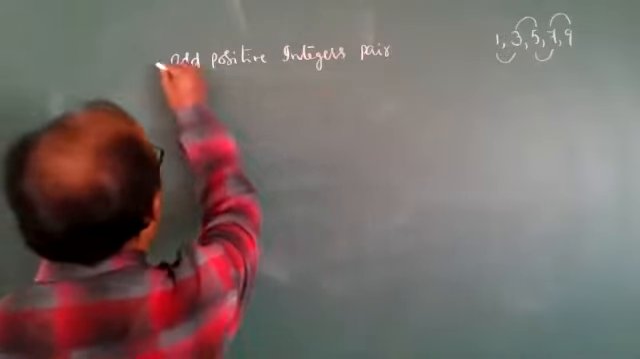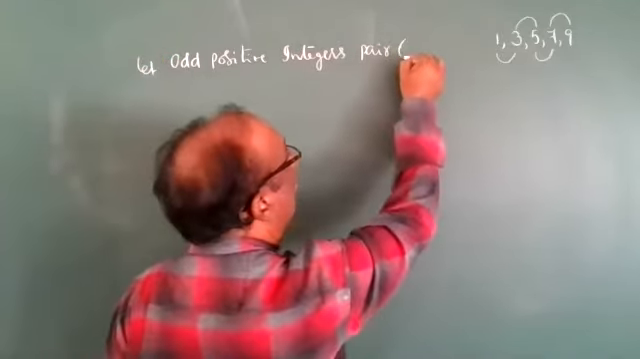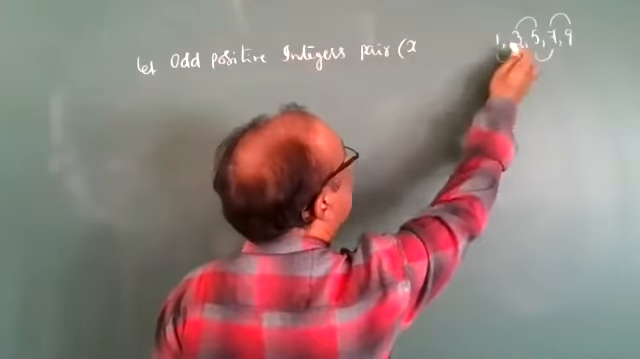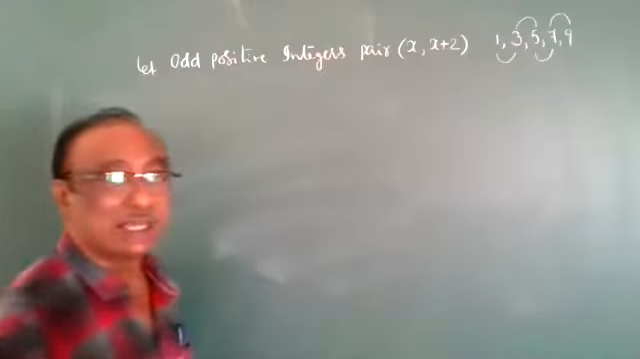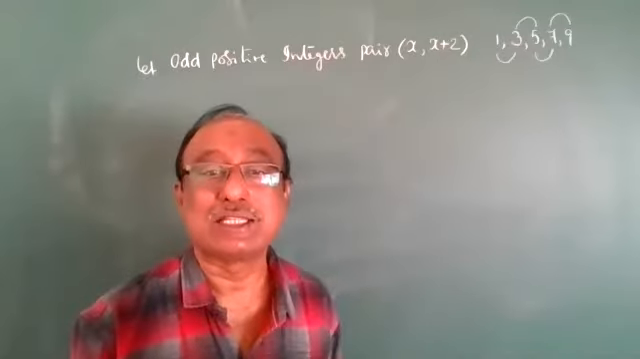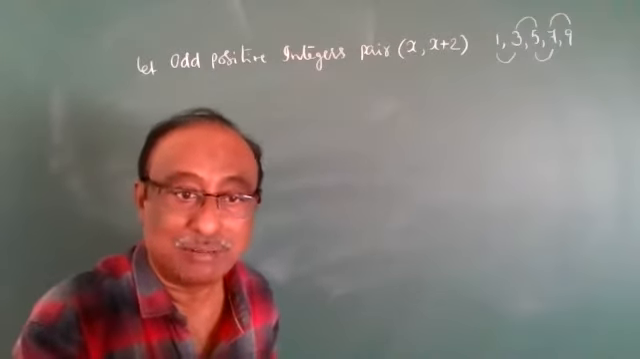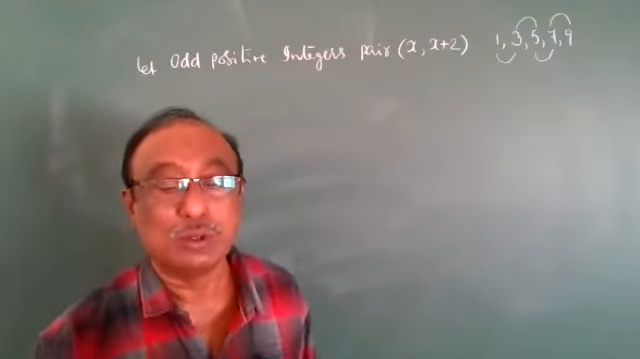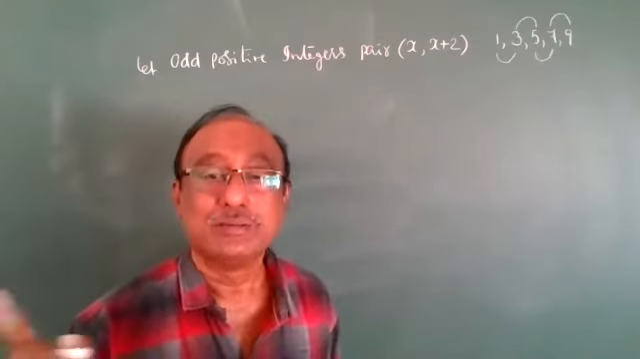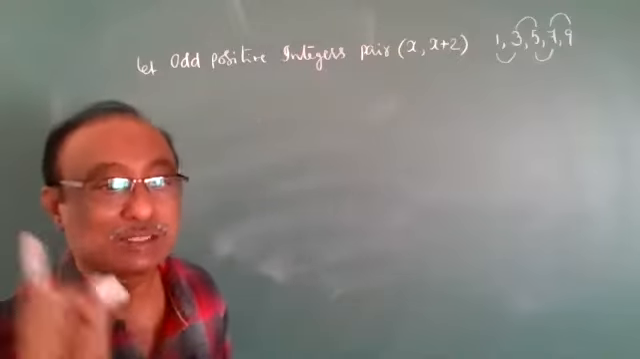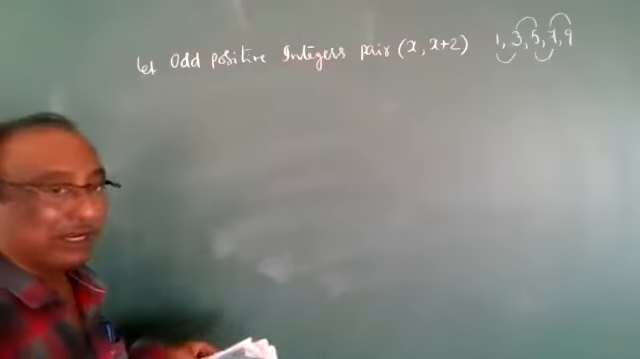Therefore, I am going to let the odd positive integer pair be: first one is x, second one is x plus 2. Understand? If the first one is 1, the second one is 1 plus 2. If the first one is 3, the second one is 3 plus 2. So first one is x, second one is x plus 2. That is the pair required. What is the given point? See?